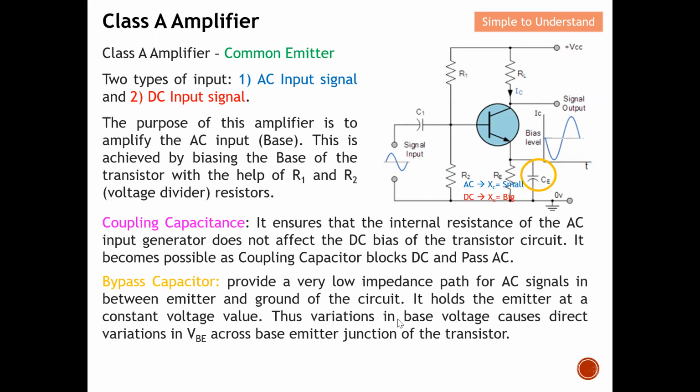Thus all the variation in base voltage causes a direct variation in dVBE across the base-emitter junction of the transistor. This is the role of a bypass capacitor. In short, this path provides a very low impedance for the AC signal. With this, it holds the emitter at a constant voltage value. This emitter will be held at a constant value because this is a very short path over here. Thus any variation in the base voltage is going to be a direct variation in dVBE.